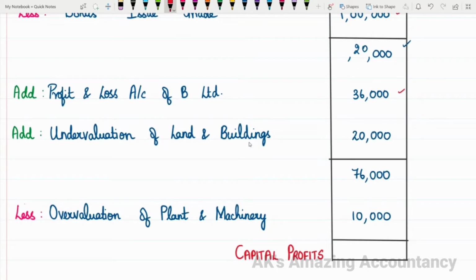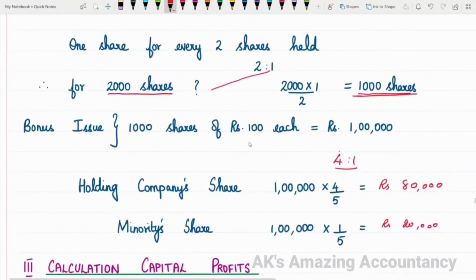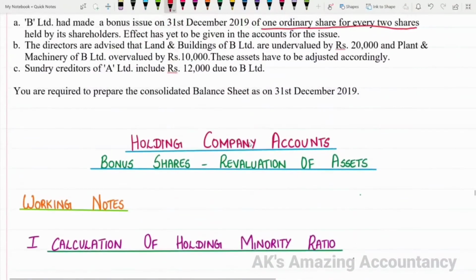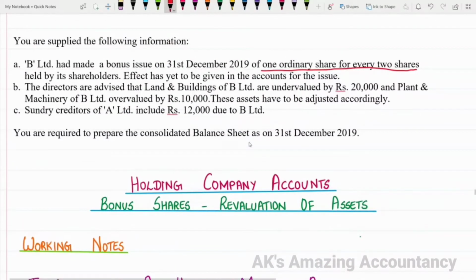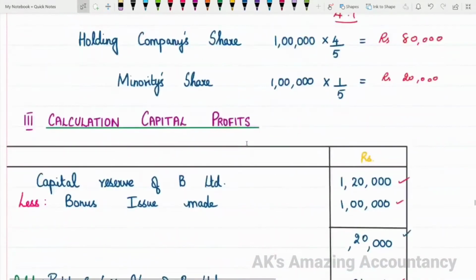Okay. So now let us see what is the information we have relating to undervaluation and overvaluation as per the problem. So you are given in point B. This point B gives you the information. The directors are advised that land and buildings of B Limited are undervalued by 20,000 and plant and machinery of B Limited were overvalued by 10,000. So there is undervaluation of land and buildings and overvaluation of what? Plant and machinery. So let us treat it now.